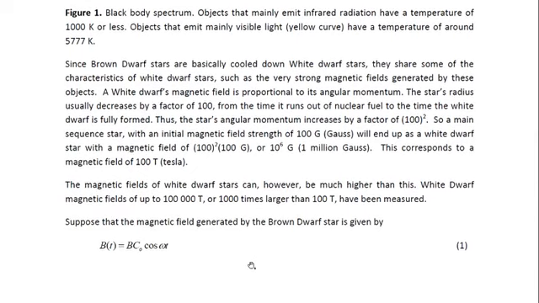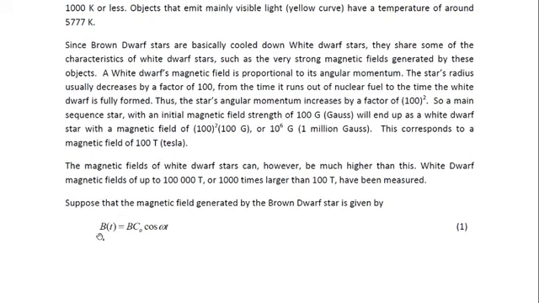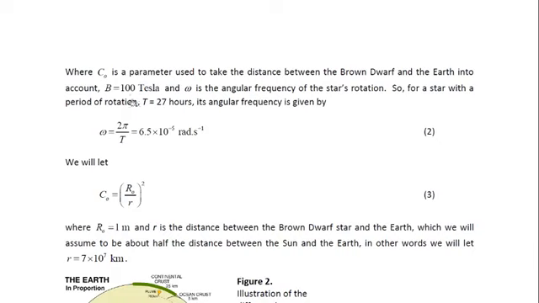So now we're going to model the magnetic field, and we have therefore this equation. And we are going to say that the magnetic field, which is denoted by B as a function of time, is given by B, a constant, times C0, which is a parameter, times cos of omega t. Now C0 we're going to set as a parameter which will take the distance between the brown dwarf and the Earth into account. We're going to set B to be 100 Tesla, the standard magnetic field of what a standard white dwarf star would have.